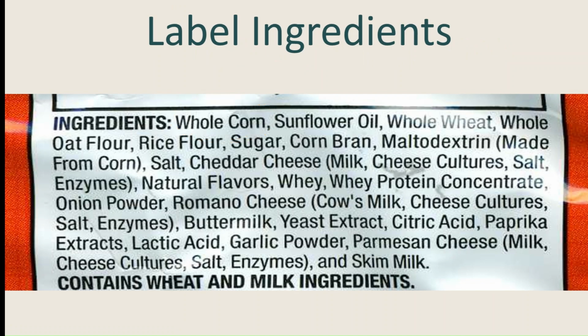Now I want to show you something: parentheses. So an ingredient in this food is cheddar cheese. The foods listed within the parentheses next to the cheddar cheese are the ingredients used to make the cheddar cheese. So you see milk, cheese cultures, and salt. And that's why later on you see salt again. Well, it's listing it as an ingredient of the different cheeses used in this product.